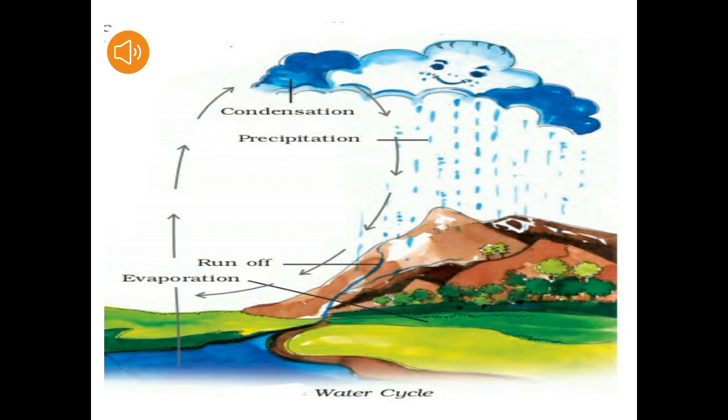Then again water starts to fall down on earth's surface in the form of rain, hail, snow, etc. And this is called precipitation. In this way, water changes its form between oceans, atmosphere, and land through evaporation, condensation, precipitation. This process is called the water cycle.